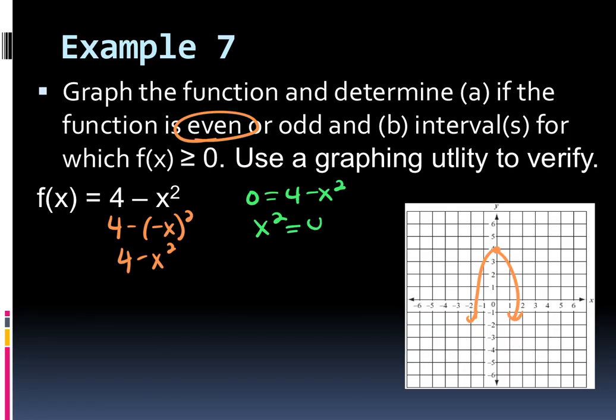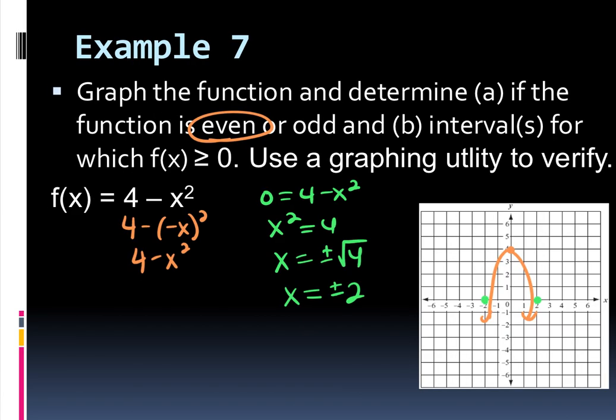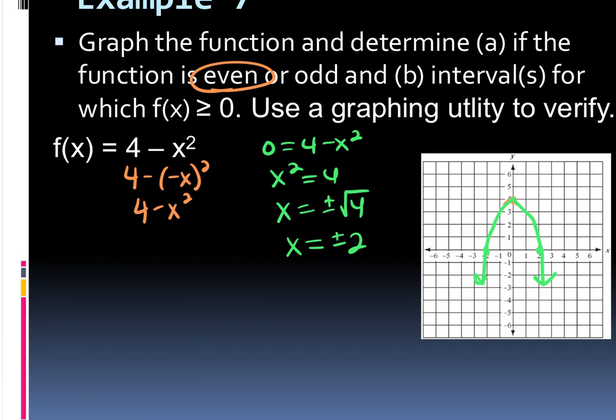I get x squared equals 4, and x equals plus and minus the square root of 4. So x equals plus and minus 2. So our initial graph was an approximation. A more accurate one has it passing through the zeros. All right, so I found my zeros, which gives me these two spots.